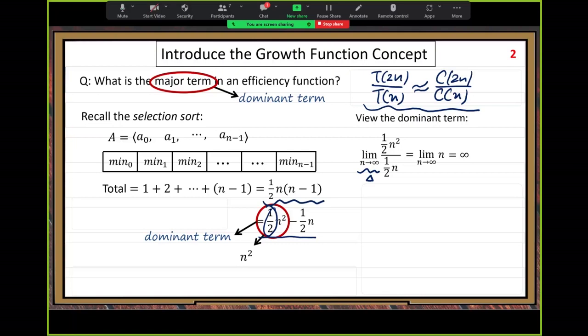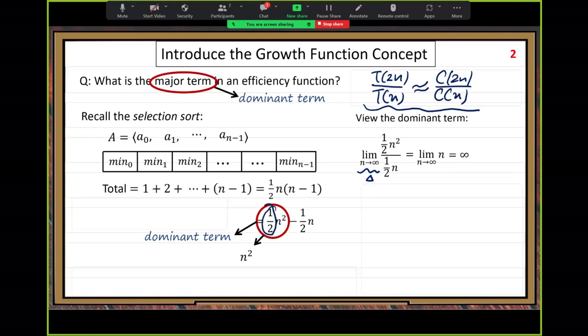So it's gone, that means that constant is not that important, in some sense. So in order to see the increasing trend, it's not necessary to keep this leading coefficient.